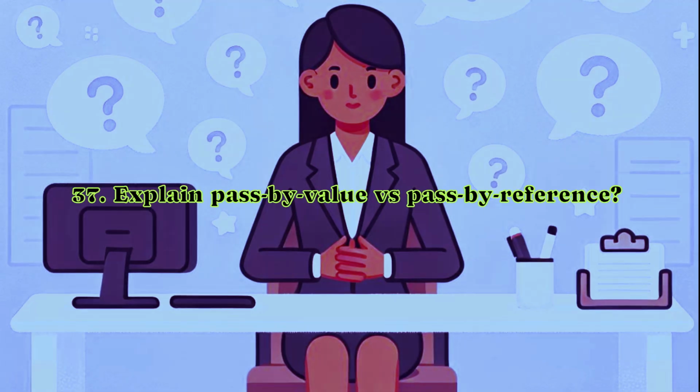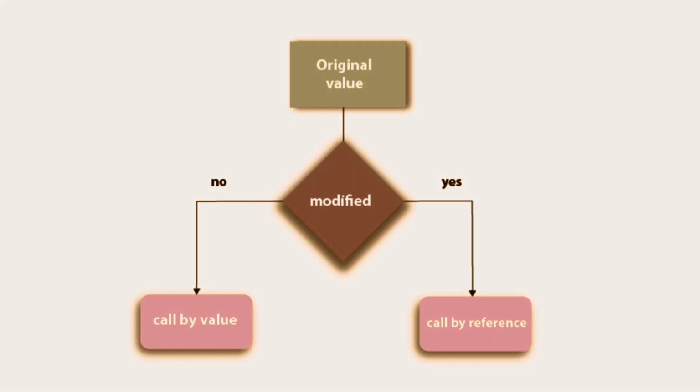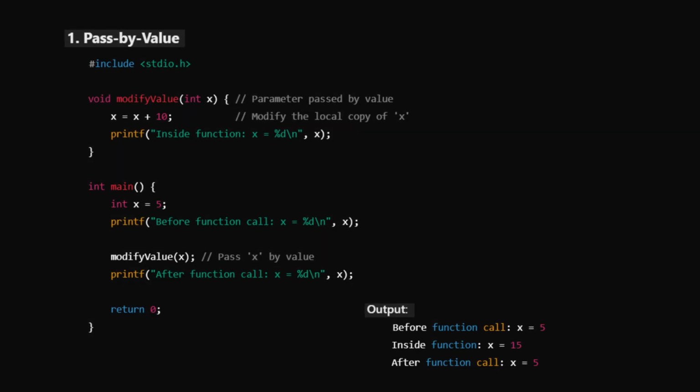37. Explain pass-by-value versus pass-by-reference. In programming, pass-by-value and pass-by-reference refer to how function arguments are passed to a function during a function call. 1. Pass-by-value. In pass-by-value, a copy of the argument is passed to the function. This means any changes made to the parameter inside the function do not affect the original value outside the function. The function parameter gets its own copy of the original data. Changes to this copy do not affect the original variable. See the example of pass-by-value.